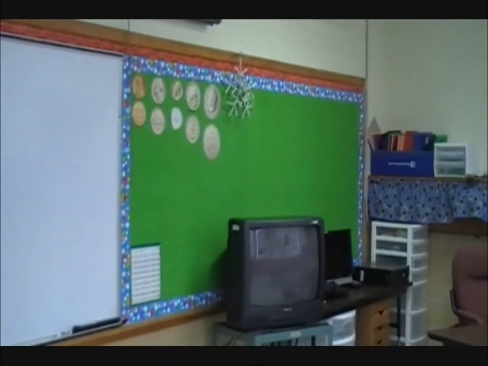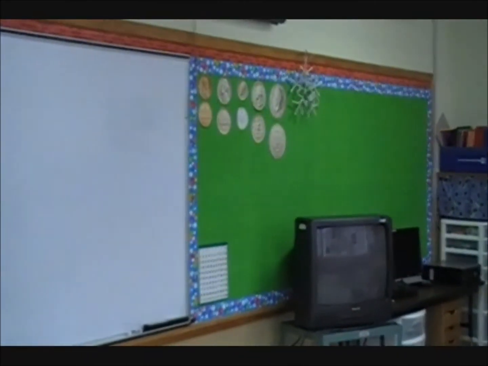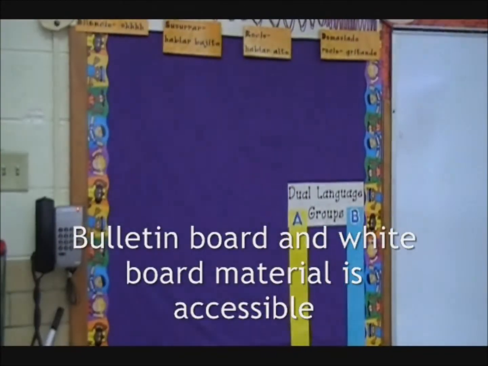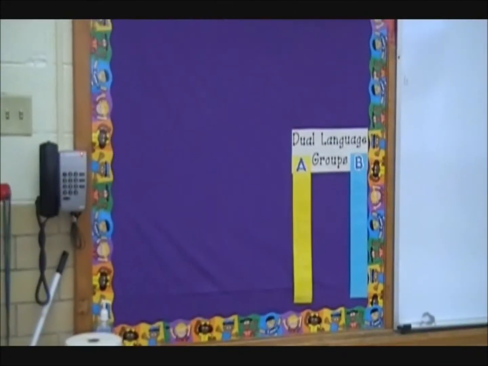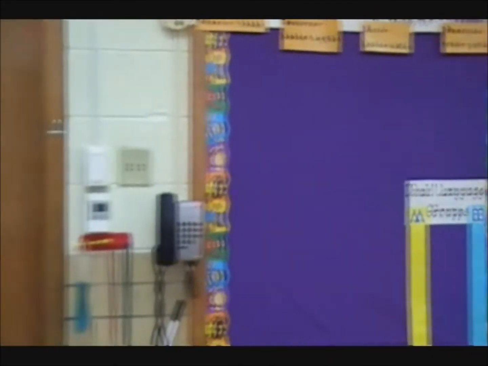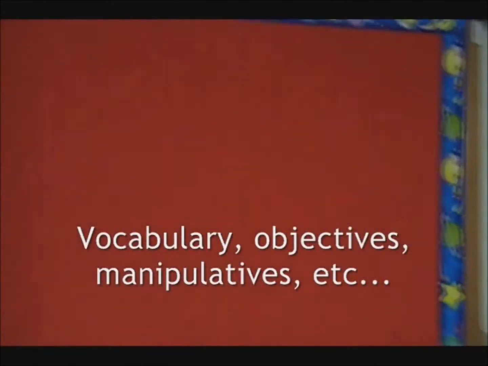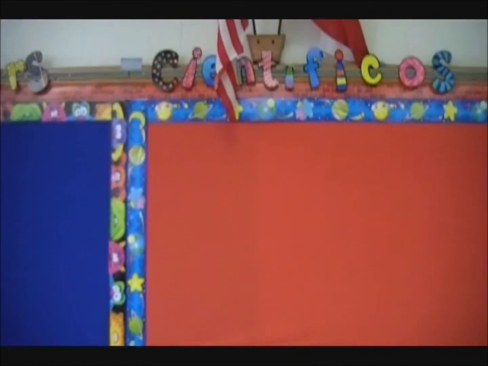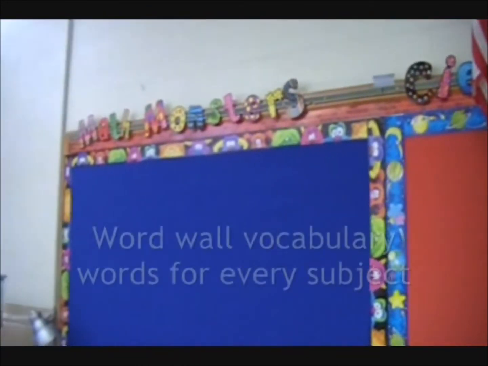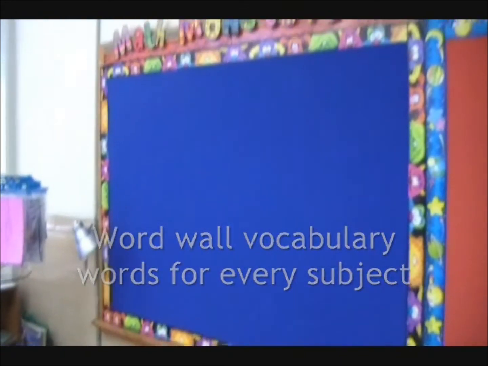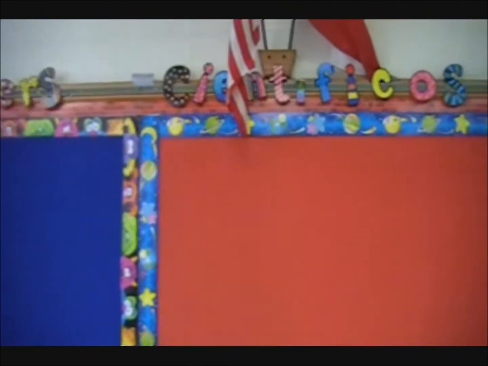Now, another part of my teacher interaction is the things that I put on my bulletin boards. I want to make sure that what's on my bulletin board and on my whiteboard is accessible to students and they can make it somehow part of their learning. That includes vocabulary, that includes manipulatives. Anything that goes on that board is going to be a part of the instruction. Word walls are critical for elementary to make sure that vocabulary is coming through. What you see here is a dual language classroom where the words are in both English and Spanish.